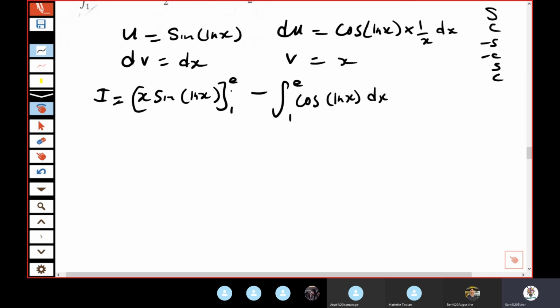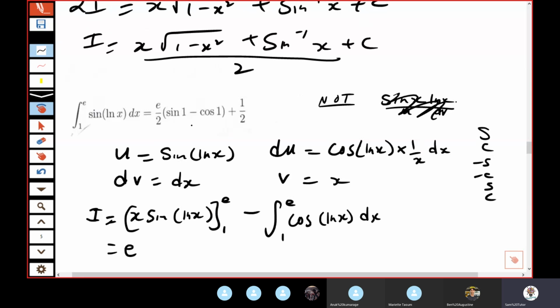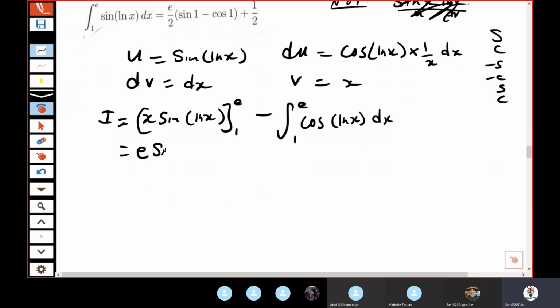Next line here, usually I would substitute this in. So e is e, ln e is 1, sin 1 is sin 1. You can't really do anything with that, so it will look like e sin 1. Then you sub in 1, ln 1 is 0, sin 0 is 0, and 0 times anything is still 0, so that just becomes e sin 1. That's it.